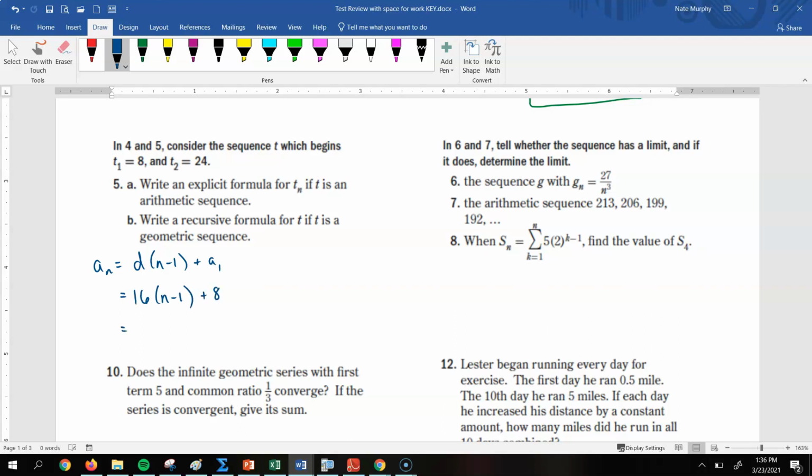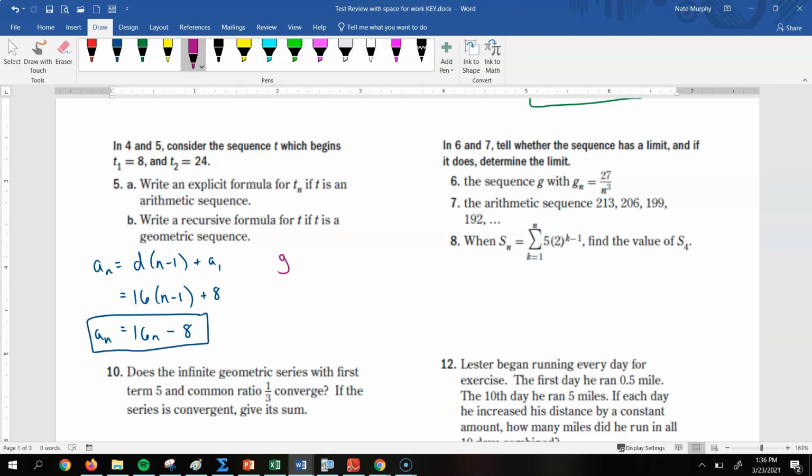So you could leave it like that, or we could simplify it. If I simplify that, we would distribute the 16 through. By the way, on the quiz and on the tests, you're needing to simplify these. So we distribute the 16 through, so we get 16n. But then we take 16 times -1, which would be -16, and add 8, and -16 plus 8 would be -8. So our explicit formula would be 16 times n minus 8.